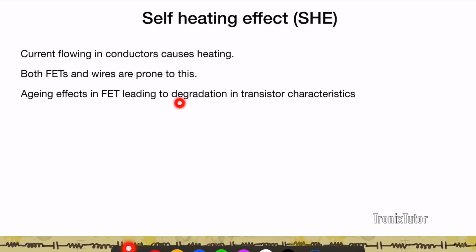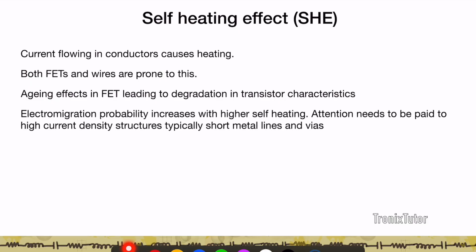So this degradation needs to be captured, because you want to ensure that in the lifetime of the device that you've promised your customer, your circuit functions. So the circuit with the degraded transistor has to also work within the 5-year or the 10-year lifetime that you have for your particular product. And electromigration also increases with self-heating, so you need to ensure that special structures are added.